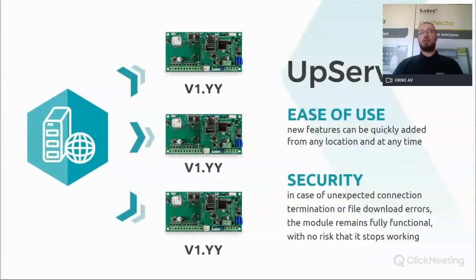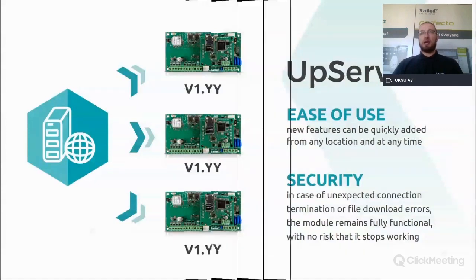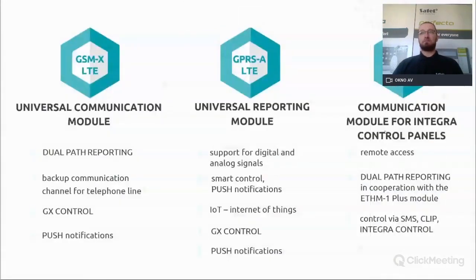Upserve gives you a possibility to remotely update devices. In this case, of course, it gives you a possibility to do it with all our modules like GSM, GPRS, and INT-GSM. But of course, for this, you will need to install Upserve on your server and then send an SMS to the module, and this module will start updating depending on Upserve configuration.